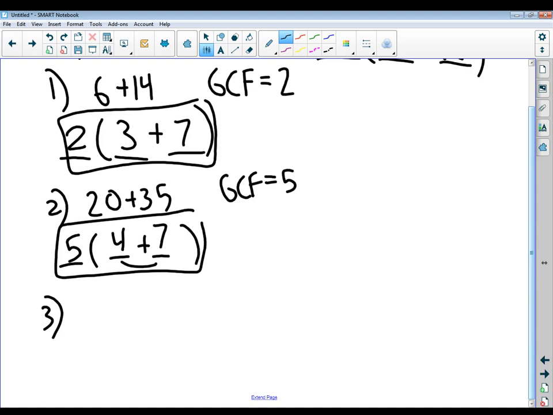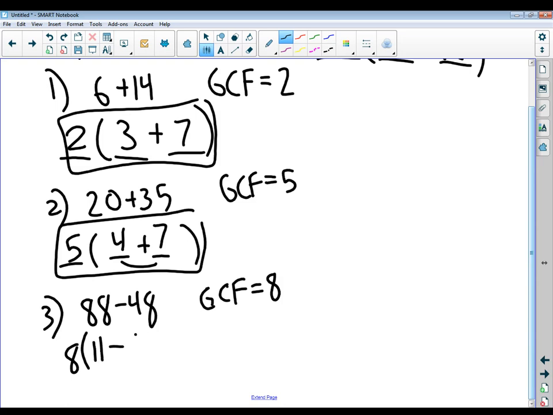All right, and then the final example, let's say we have 88 minus 48. Again, we want to write this as a set of smaller numbers. This one is a difference, so our GCF is equal to 8. When I take out the 8, I'll be left with 11 minus 6. That's all we are doing here. So good luck with your homework or practice, and let me know if you have any questions.